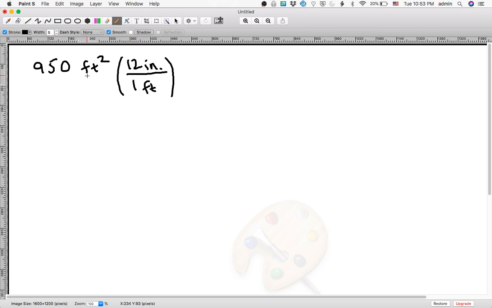However, this is feet squared. This is only feet. So I must square the entire thing. Now, don't be doing this. Don't be putting the little square here, because that's wrong. You need to square the whole thing, meaning it's 12 squared, all right? 1 squared. So now the feet squared will cancel the feet squared, so that's good. Now I've got inches squared.